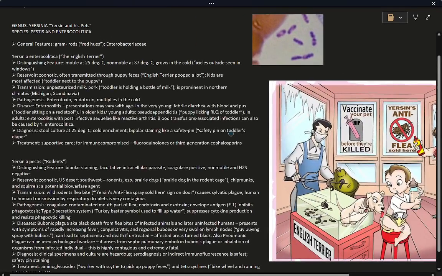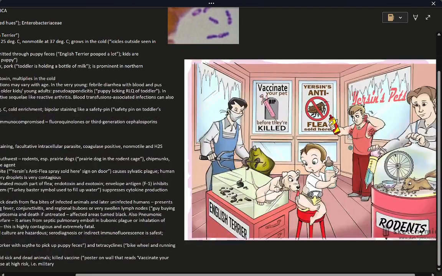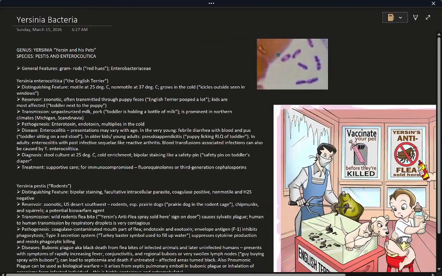So, the Yersinia bacteria is a gram-negative rod, and it is an Enterobacteriaceae. To remember that it's gram-negative rods, think about the red hues that we see over here, and also in this microscopical sample of the bacteria.